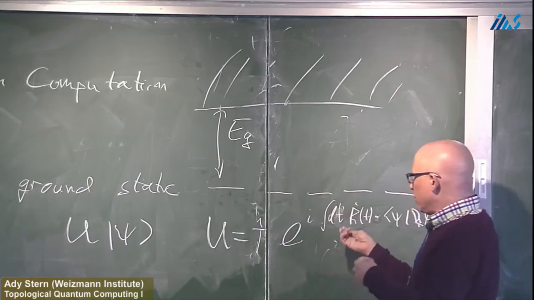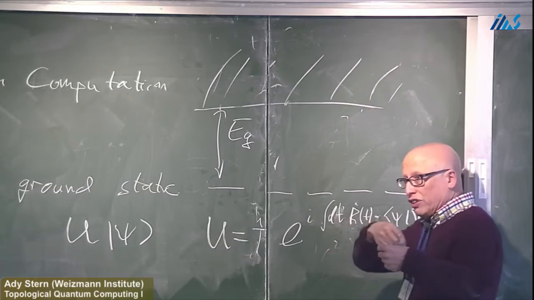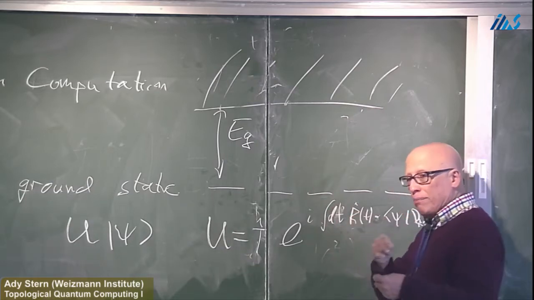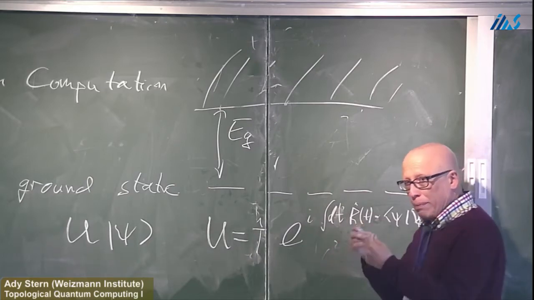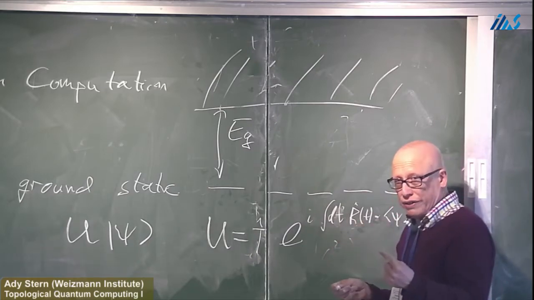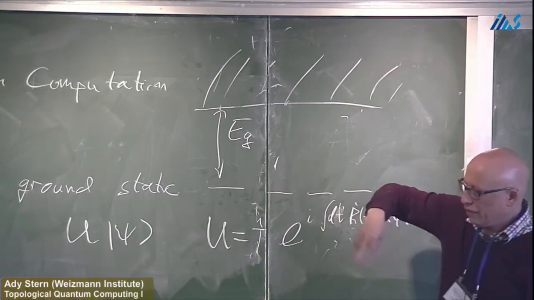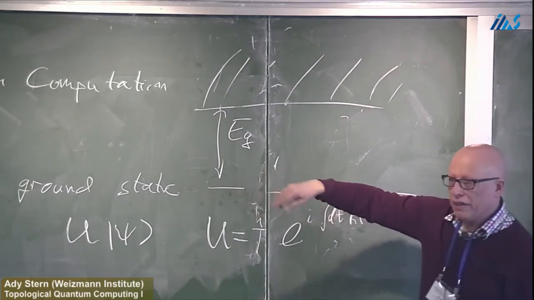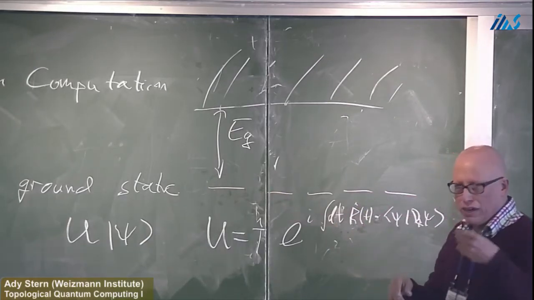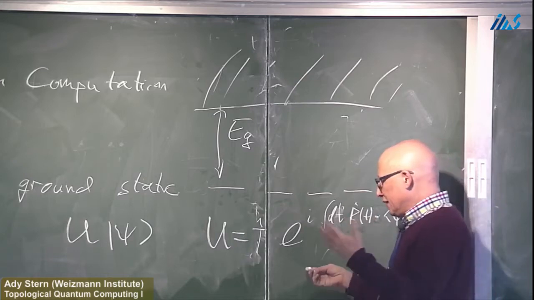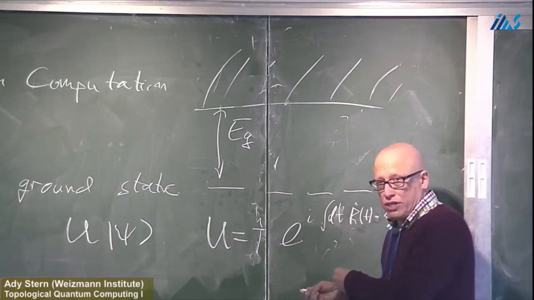It will not depend on the details of r as a function of t, the details of the trajectory in parameter space that we will implement. It will depend only on the topology of that trajectory. So if I take that trajectory and shake it a little bit, as long as the topology will not change, and we will define that more precisely later on, the unitary transformation will not change.